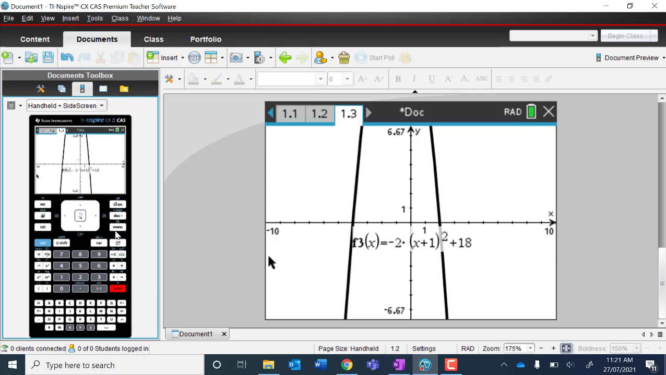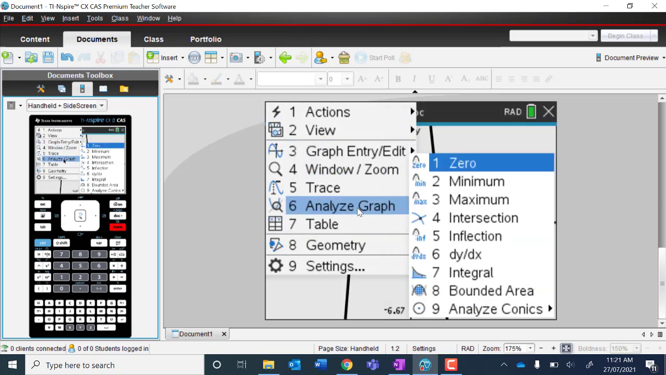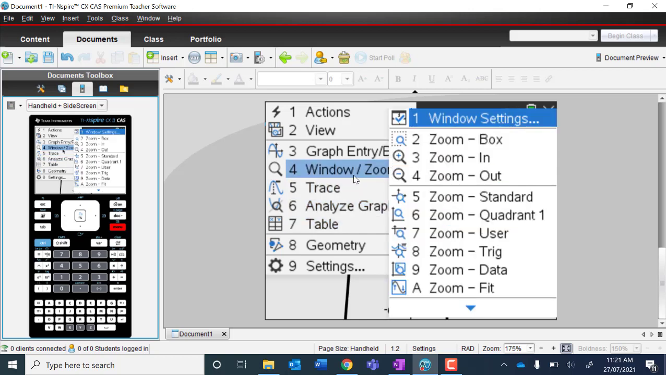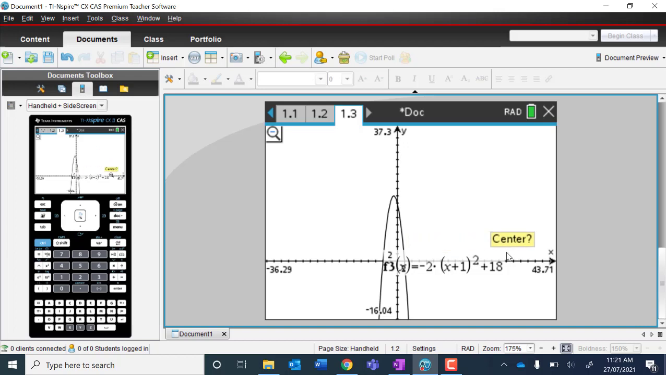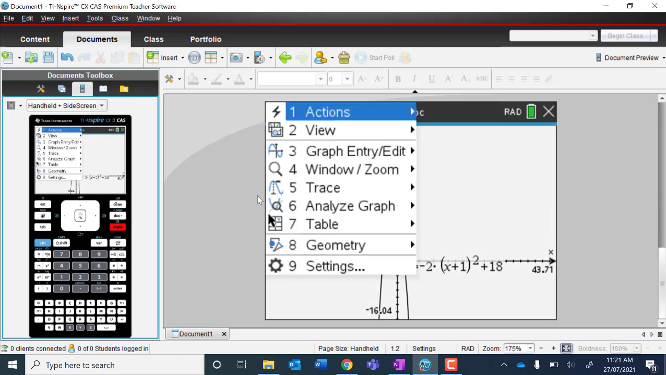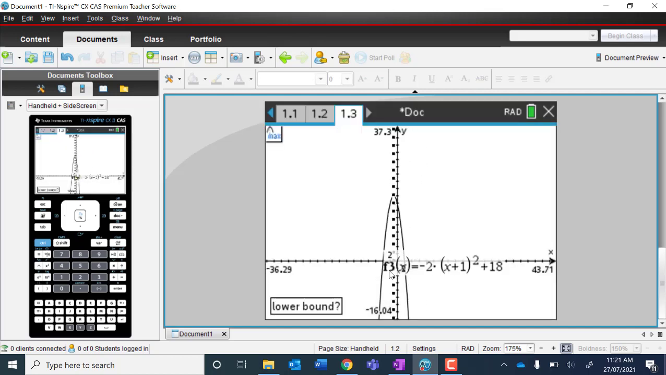Boom. Now, can you see there that it's sort of zoomed in a bit? I'm going to go analyze graph. I'm going to go to Windows Zoom. I'm going to zoom out, as you can see, there it is. Now, let's go to menu and analyze graph, and then we'll look at this is a maximum. See what a maximum is? It's right up there, isn't it? It's the highest point. Pick a point to the left, pick a point to the right. There you go. Our turning point is at -1, 18.